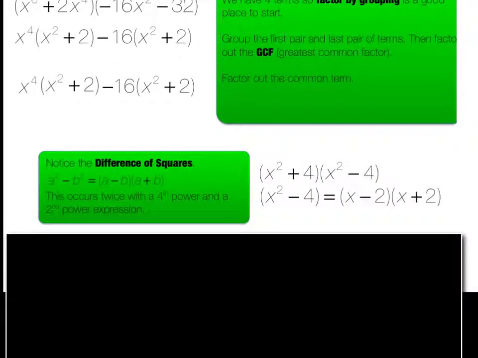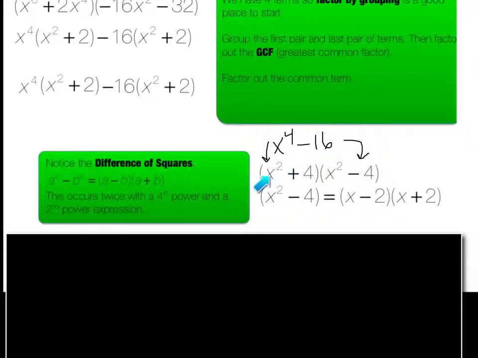So notice that we have the difference of squares. What we had here was the one we're working on. We knew that we had x to the fourth minus 16. And that breaks into these two parts. We take the square root of x to the fourth. That's x squared. The square root of 16 would be 4. Because it's the difference of squares, one gets a plus, one gets a minus.